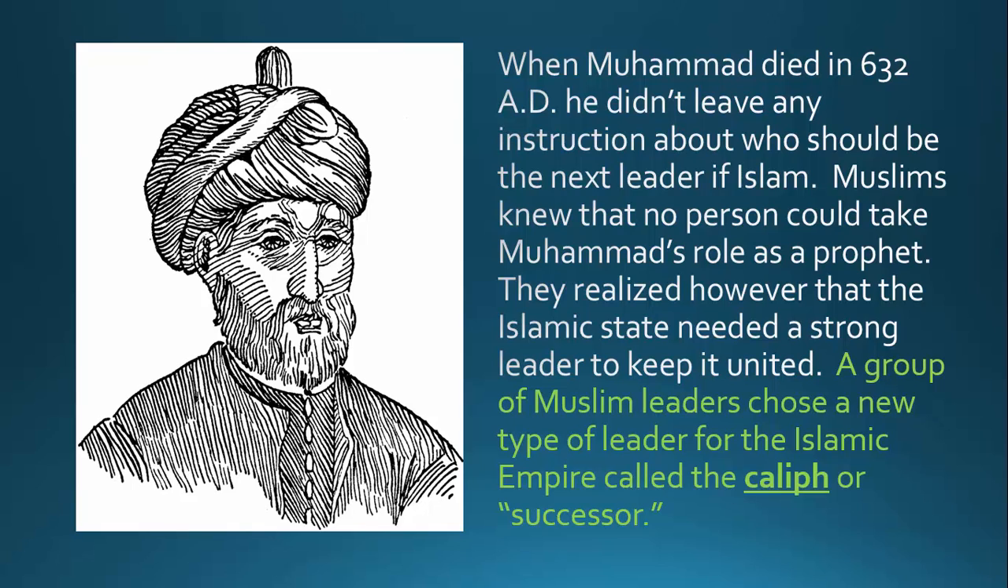When Muhammad died in 632 AD, he didn't leave any instructions about who should be the next leader of Islam. Muslims knew that no person could take Muhammad's role as a prophet. They realized, however, that the Islamic State needed a strong leader to keep it united. A group of Muslim leaders chose a new type of leader for the Islamic Empire called the Caliph, or successor.